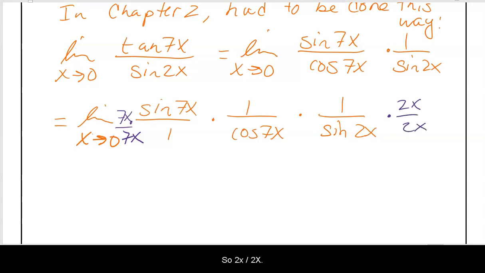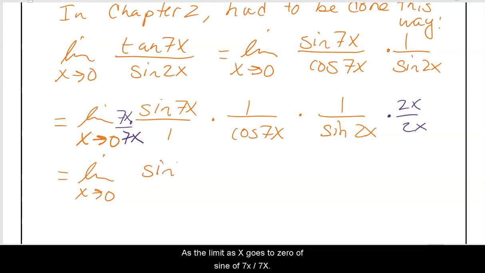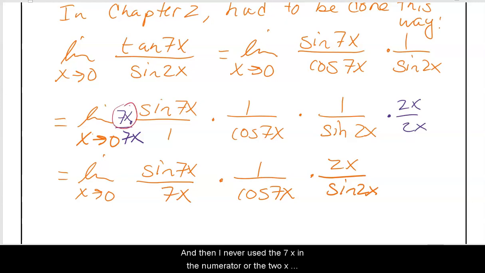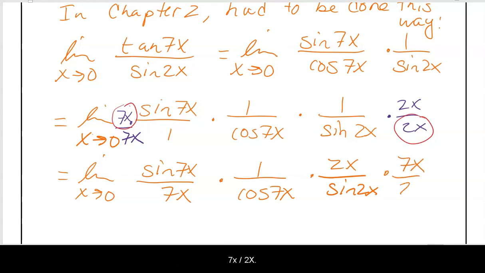So 2x over 2x. And then I could have rewritten it as the limit as x goes to 0 of sine of 7x over 7x times 1 over the cosine of 7x times 2x over sine of 2x. And then I never used the 7x in the numerator or the 2x in the denominator, so they would come out here to the end, 7x over 2x. And then I could have canceled these 2 x's.